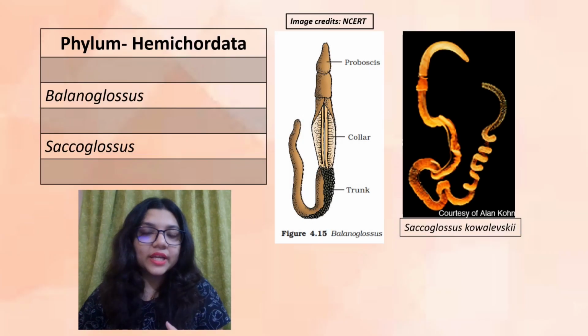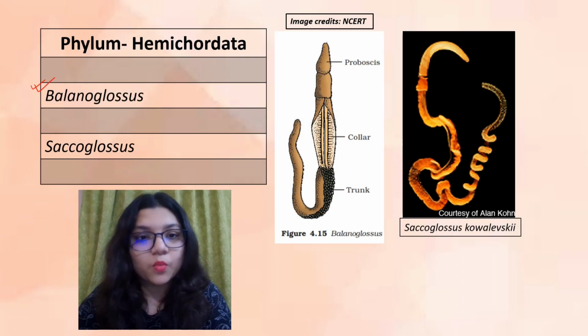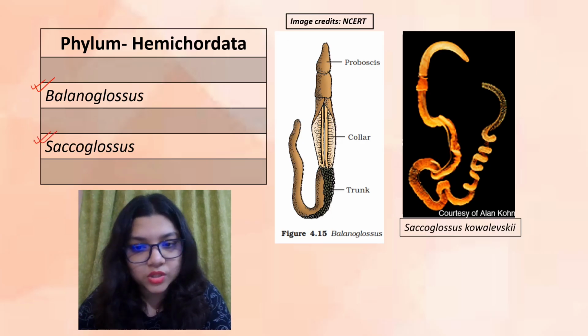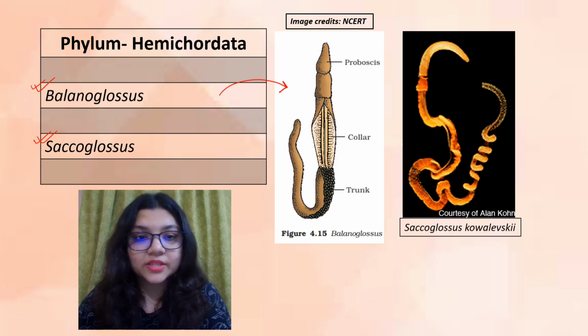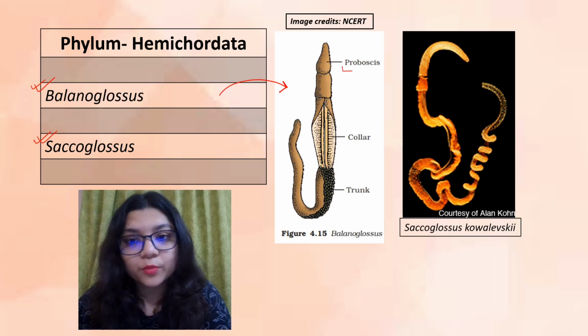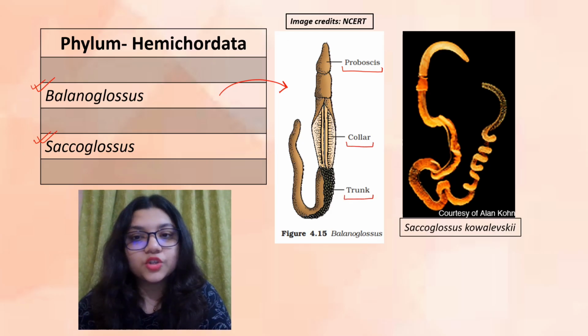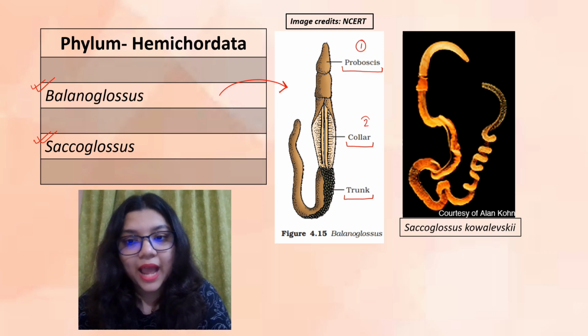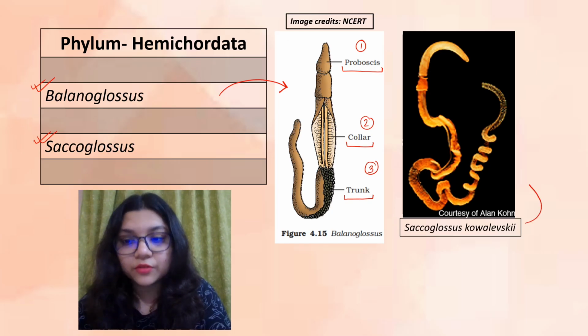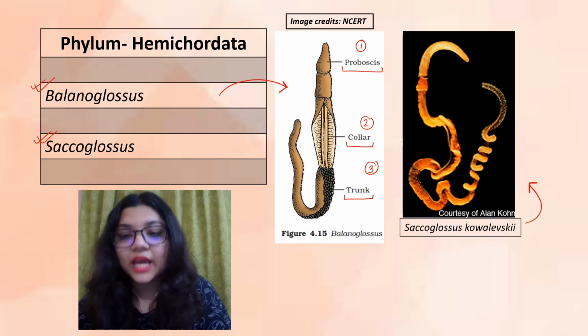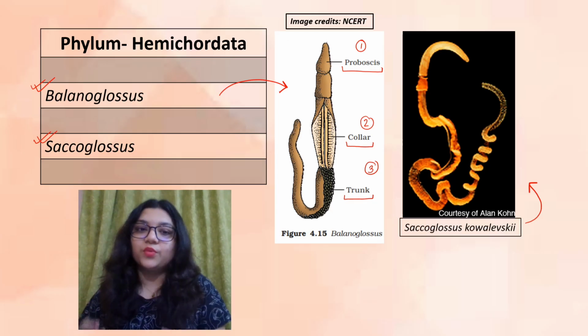In phylum Hemichordata, we just remember two examples. One is Balanoglossus, the other is Saccoglossus. What is important for us to know is the diagram along with the labelings. Balanoglossus, right on top you have the proboscis, which serves as the head. Then in the center you have the collar, and then comes the trunk at the end here. Right, so these are the three parts, the proboscis, the collar and the trunk, and you should be able to identify and label them. And then what you have is Saccoglossus. The image that I've shown here is Saccoglossus kowalevskii. So these two are the hemichordates that you have to remember.